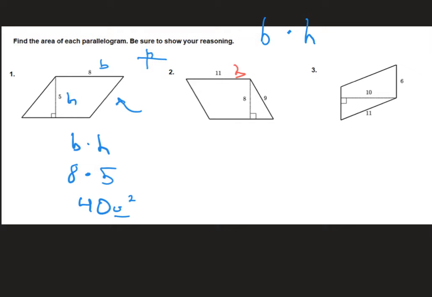And remember, our height needs to be perpendicular to the base. Now, if I choose 9 as being our base, or the side labeled as 9, I don't have a perpendicular side. The side that's labeled 11 is not perpendicular to the side that's labeled 9. So I need to choose 11 as being our base, which means our height is going to be 8. Now I can plug that into our equation, and if our base is 11, our height is going to be 8, and 11 times 8 is 88 units squared.